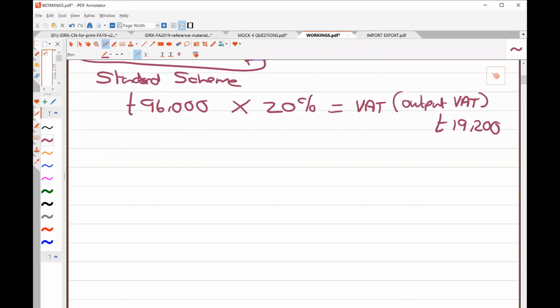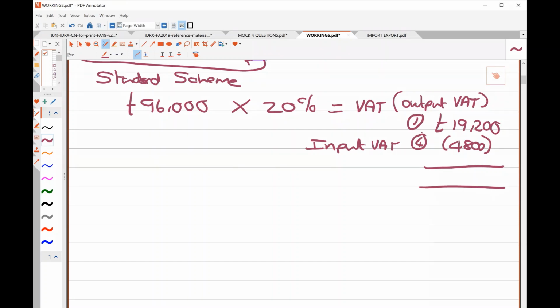What would the liability be? So output VAT is 9,200. It clearly tells us in the question that the input VAT on purchases was 4,800. So if this was just a normal everyday scheme, we would have a liability. So guys, this would be box 1, the output VAT.